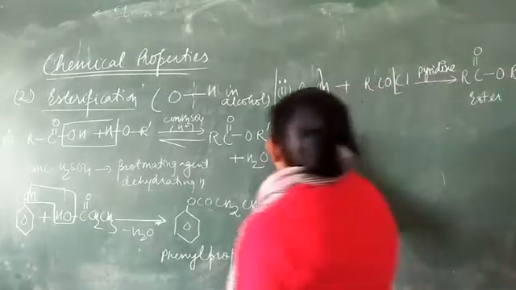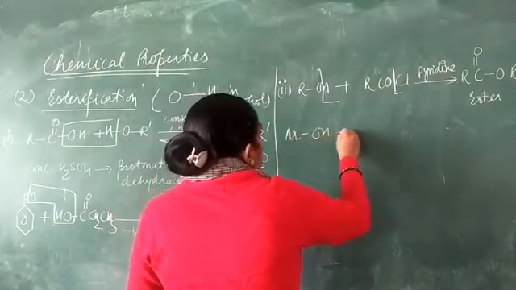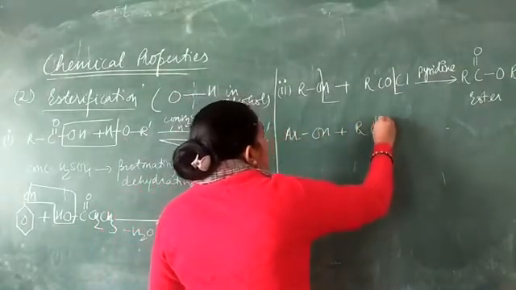Same, student, will be the case if we use the aromatic ring. So then just write Ar OH, and so it is RCOCl.